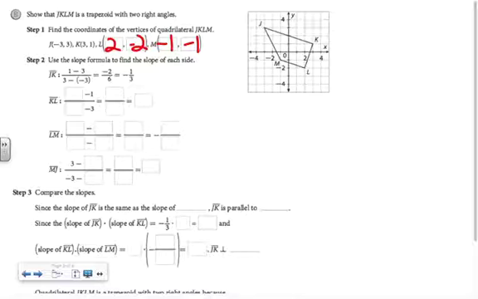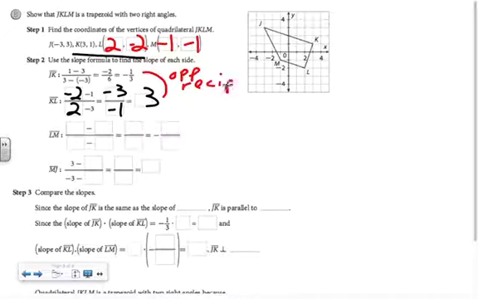So KL means I'm looking at these 2 points, and so I'm filling in the blanks. I have (-2 - 1) over (2 - 3). So that's -3 over -1, which is +3. And notice how these 2 are opposite reciprocals. So that looks good so far. Now I'm going to find the slope of LM.